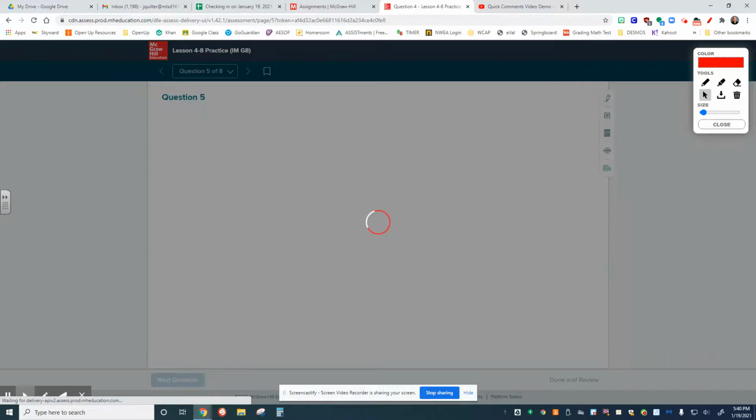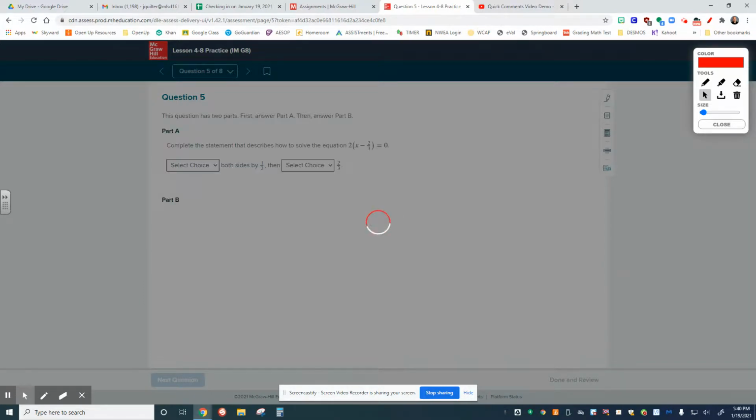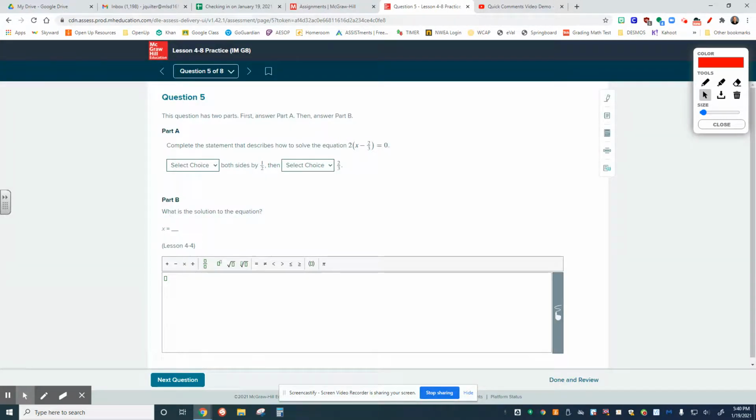Number 5 is working on something very similar. Complete the statement that describes how to solve. Again, this one is on your own. I'm not going to do this one for you, but I want you to think about it. What would I do with the 1/2, especially considering right here what I've shown you is to divide by 2.